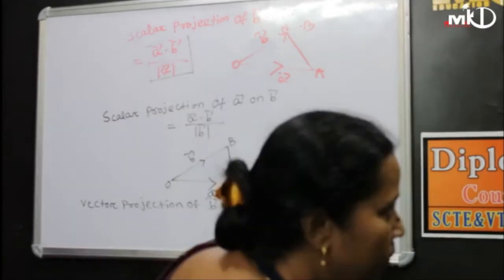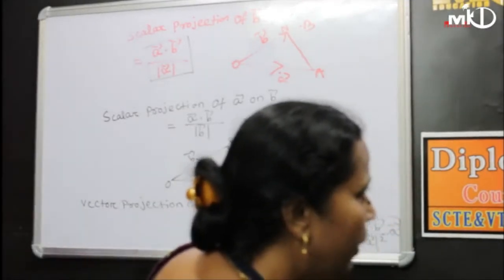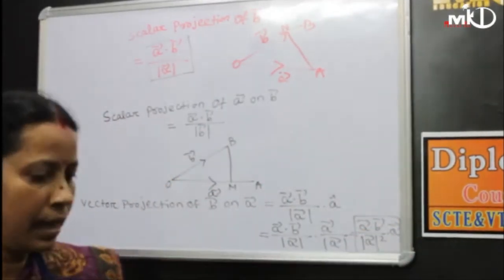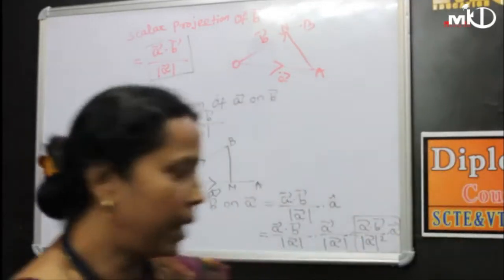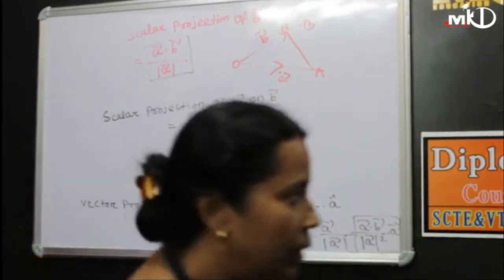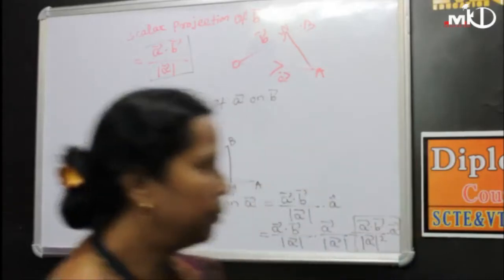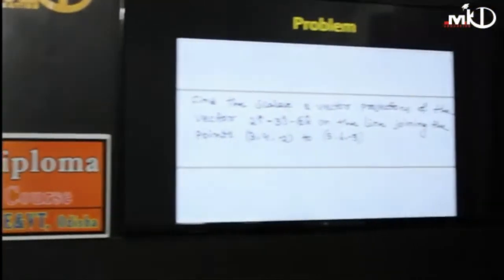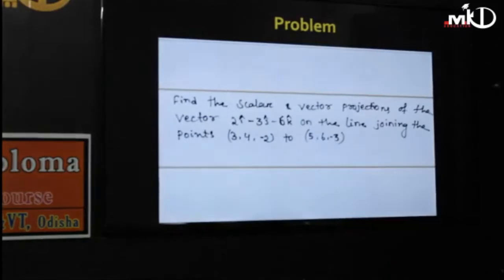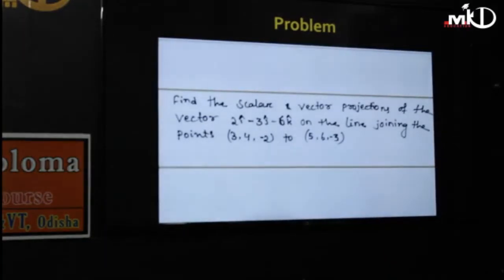Now we find a problem. Find the scalar and vector projection of the vector 2i cap minus 3j cap minus 6k cap on the line joining the points 3, 4, minus 2 and 5, 6, minus 3.